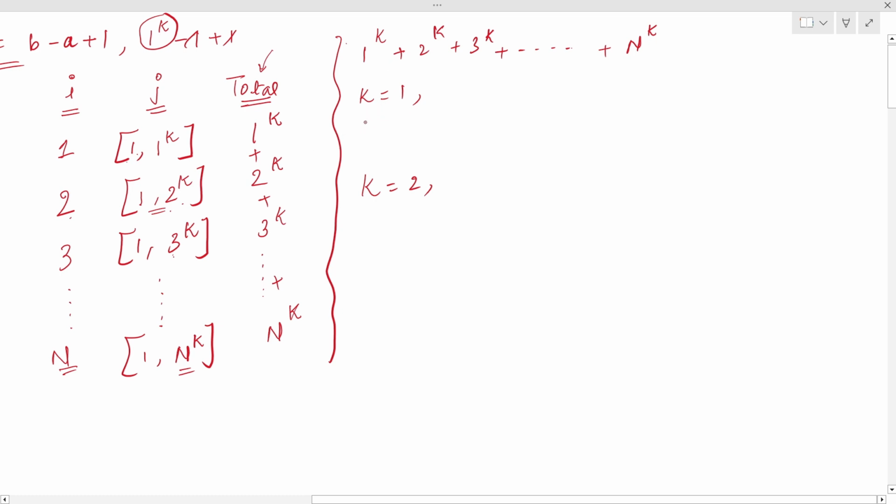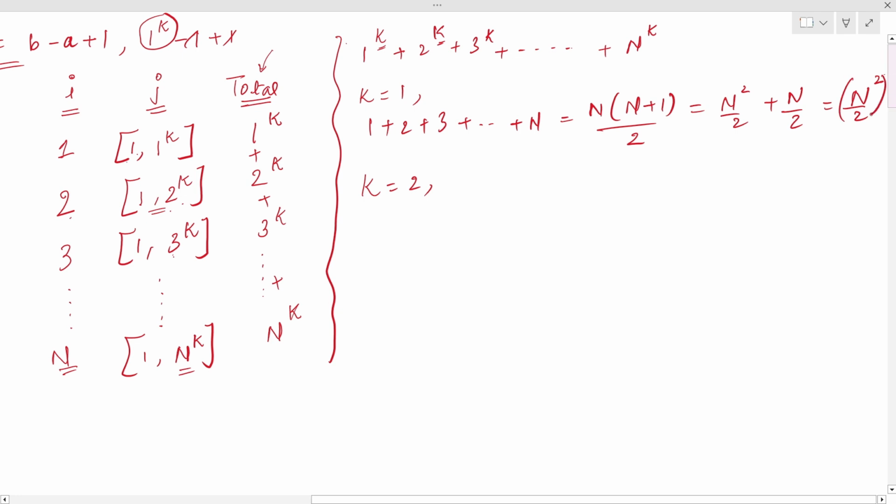If I keep k equal to 1, then what will it become? Here I'm keeping 1. So it will become 1 plus 2 plus so on up to n. It is as simple as that, the sum of n natural numbers. The formula is n into n plus 1 divided by 2. So here you can write n square by 2 plus n by 2. So your time complexity was what? n square by 2, because we are neglecting the lower order term. We are neglecting this.